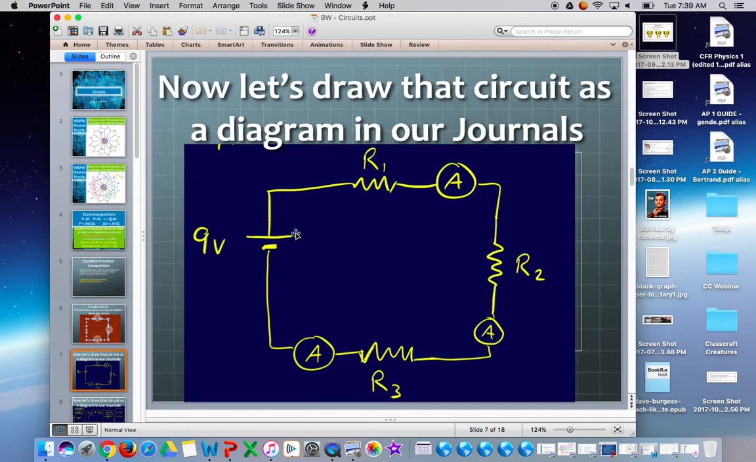The long line is the positive side of the battery, which represents higher voltage. The shorter line, lower voltage or 0 voltage, is the negative side of the battery. And then 9 volts to label the total voltage of the battery. Okay, pause it, get that drawn in your journals.